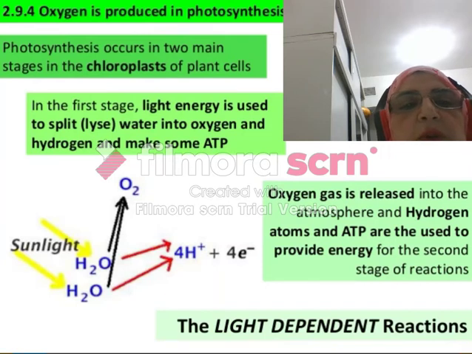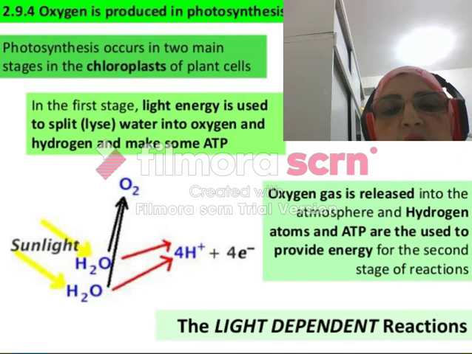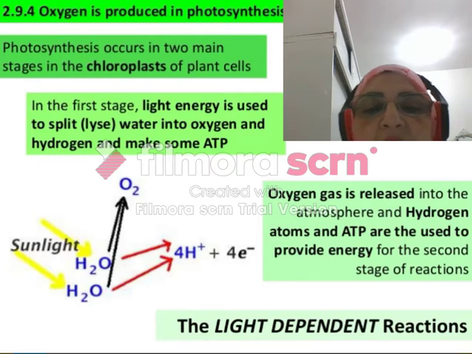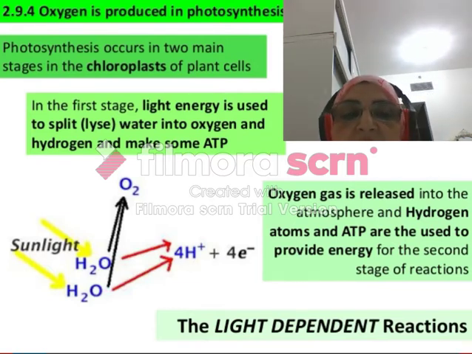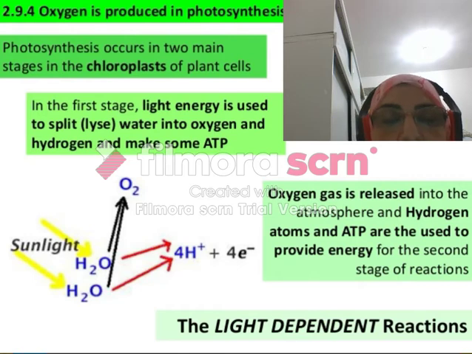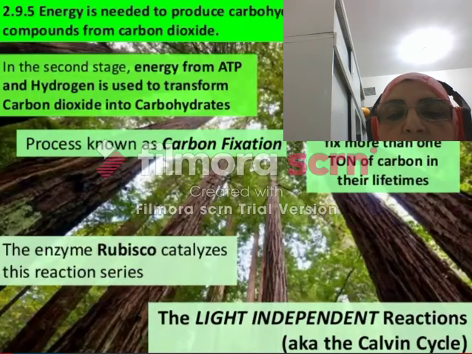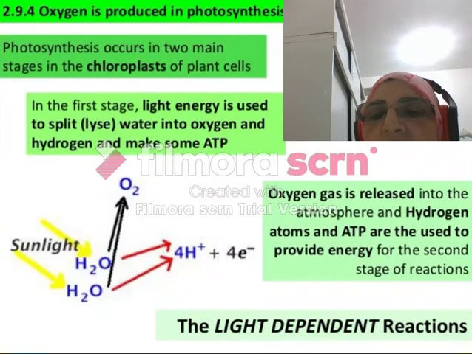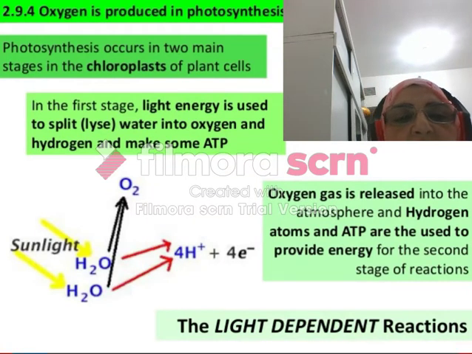Oxygen is produced by photosynthesis from photolysis of water. Photosynthesis occurs in two main stages inside the chloroplast of the plant cell. We have studied before the structure of the chloroplast. It has stacks of membranes, we call them grana, and between the grana there are spaces where the chlorophyll molecules stay. And we call the group of grana thylakoid.